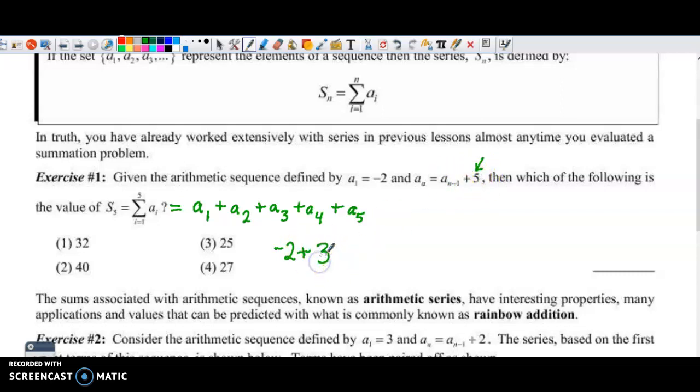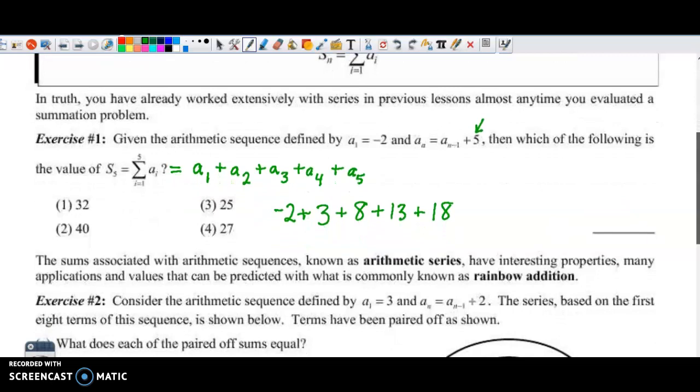Well, that means that the second term is 3 because that's 5 more than negative 2. And the next term would be 8 because that's 5 more than 3. Plus 13, 1, 2, 3, 4. So the fifth term must be 18. Now, as far as coming up with an answer, I'm fine if you just use a calculator, but there is a shortcut that you're actually going to look at with the next problem, which is the rainbow addition. But if you start adding things together, you get negative 2 plus 3 is 1, plus 8 would be 9, plus 13 would be 22, plus 18 would give me 40, if my addition is correct.